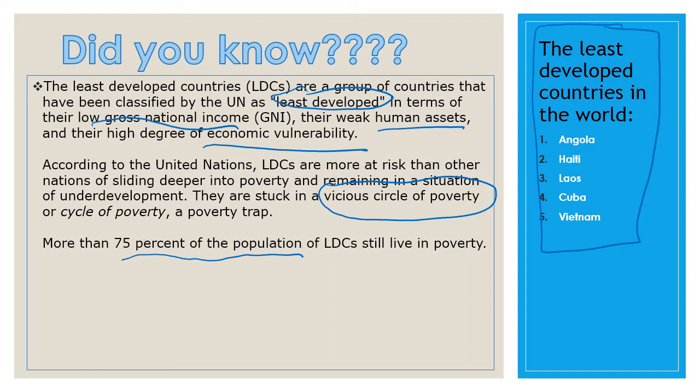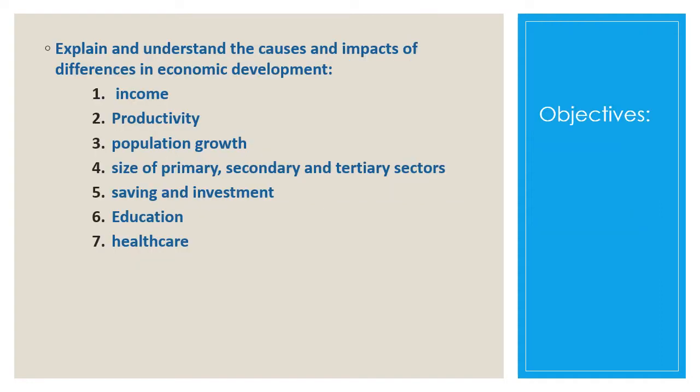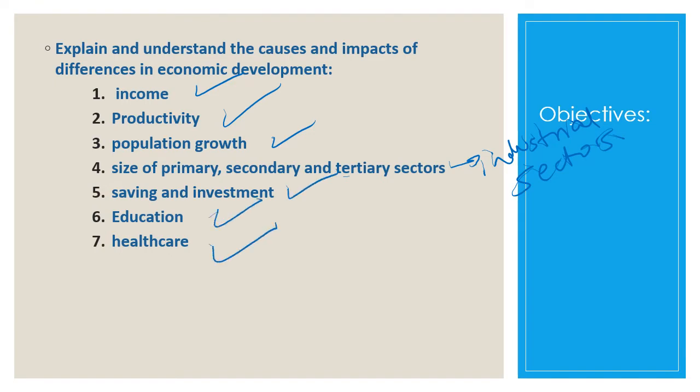Now, the least developed countries in the world would be Angola, Haiti, Laos, Cuba, and Vietnam. And definitely there are many more. So, we will explain and understand the causes and impacts of differences in economic development through income, productivity, population growth, the size of primary, secondary, and tertiary sectors. If you remember this, we called them industrial sectors before. Regarding saving and investment, education, and healthcare.